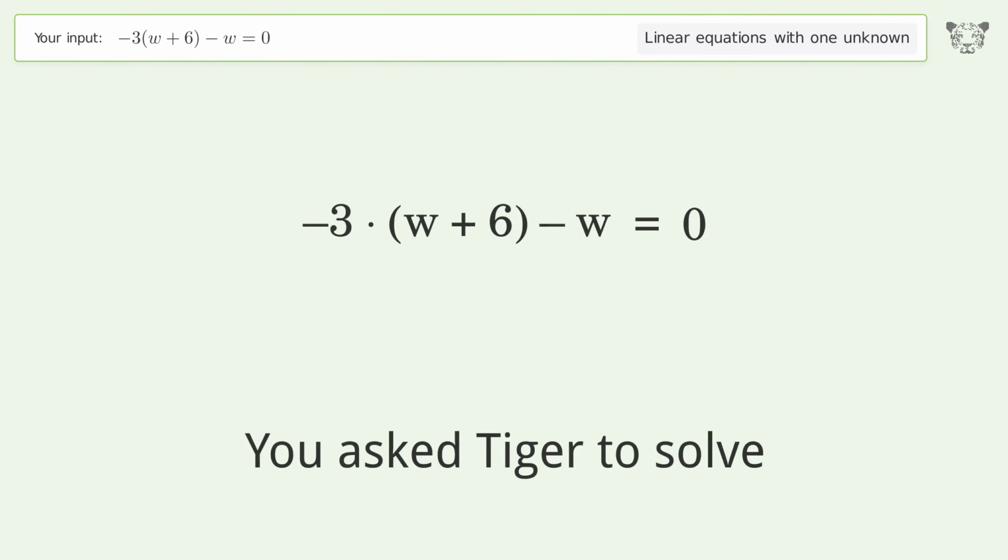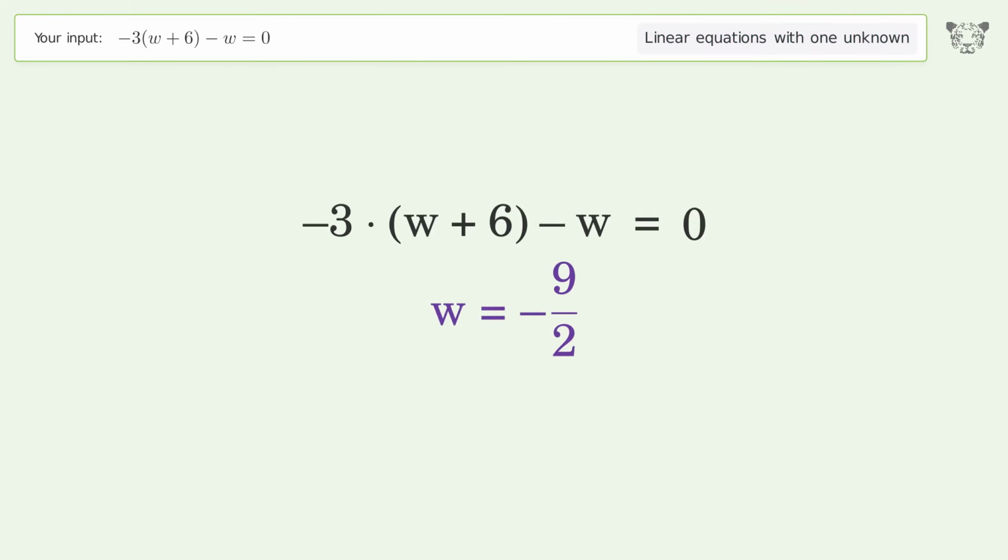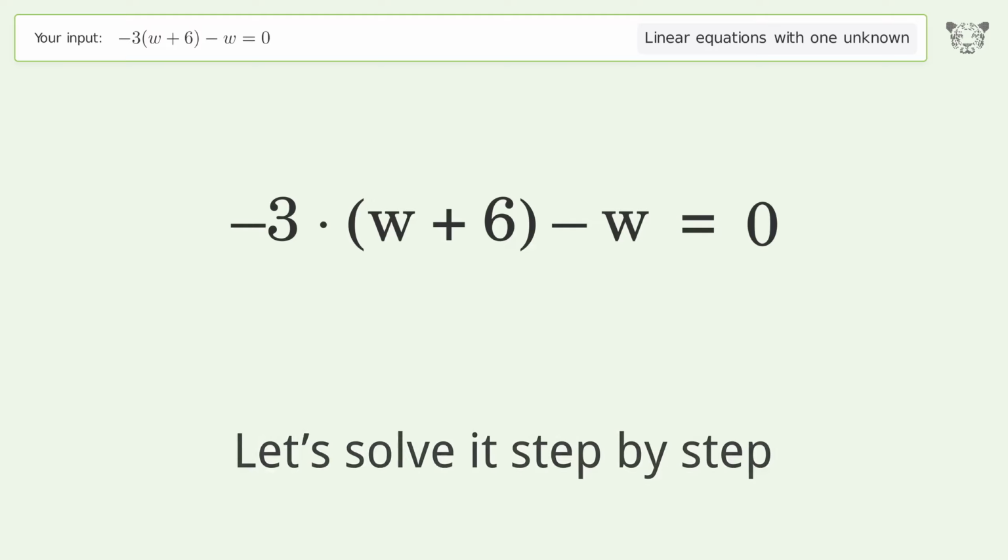You ask Tiger to solve. This deals with linear equations with one unknown. The final result is w equals -9/2. Let's solve it step by step.